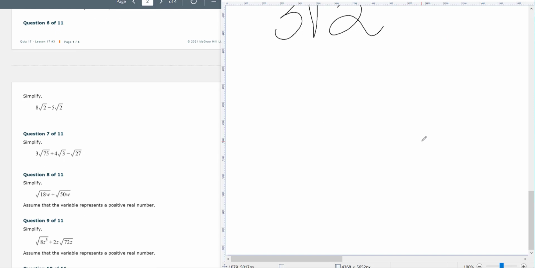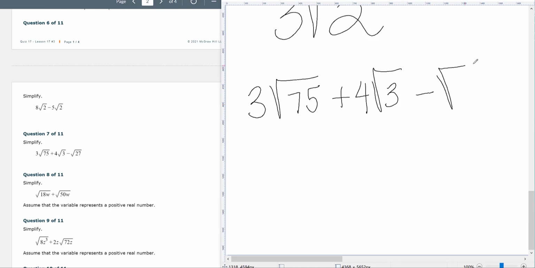Number 7. 3 square root of 75 plus 4 square root of 3 minus square root of 27. Do we have IRV? Well, no, we don't, because look, they're all square roots. They don't have any variables, but look at your radicands. One is a 75, the next one is a 3, and the last one is a 27. Okay? So I need to simplify these to see if I can make them match.